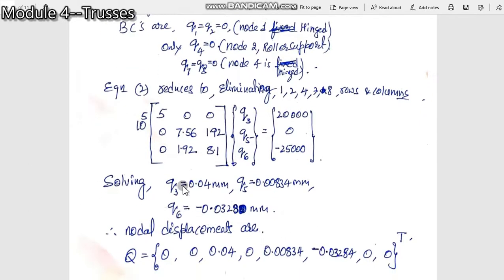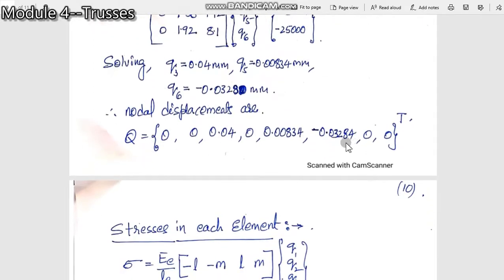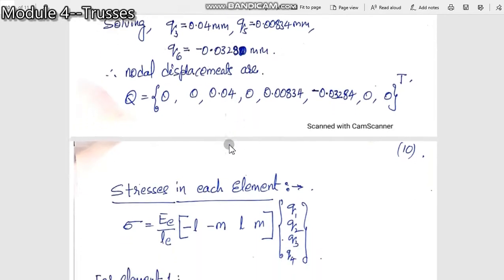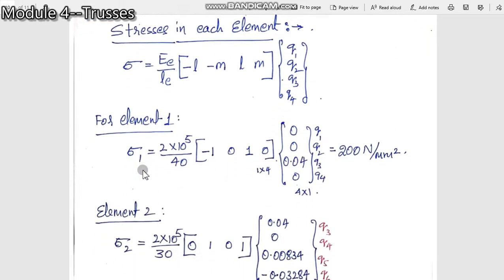From this you can find out Q3, Q5 and Q6. So finally you get a nodal displacement matrix 0, 0, 0.04 and so on. Okay, so Q1 to Q8. This is the global nodal displacement. Now let us talk about the stress. This is the common general formula. Now let us apply it to element 1.